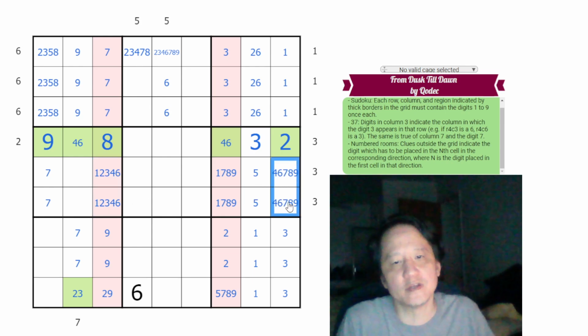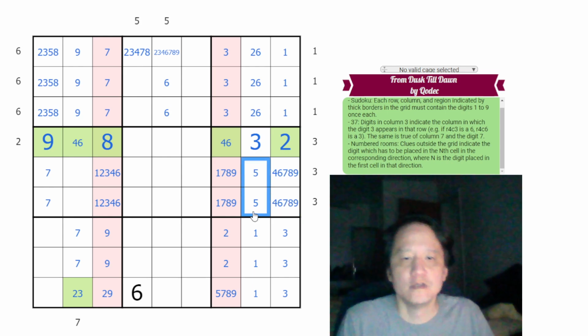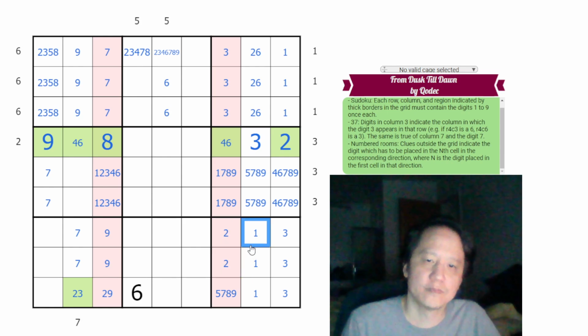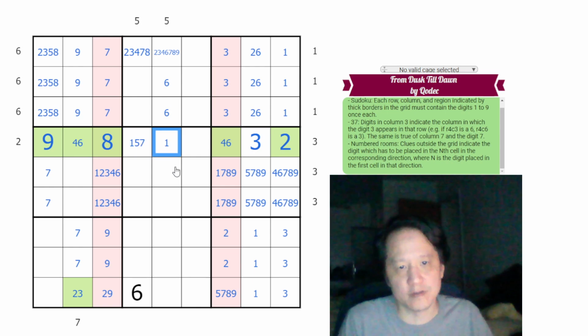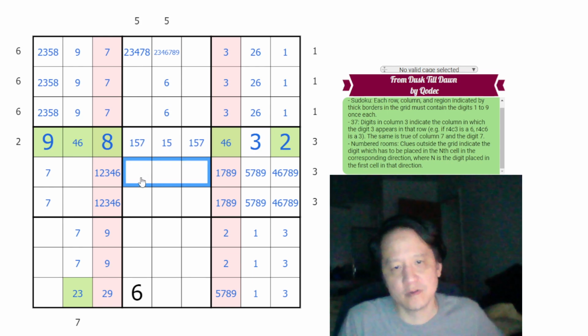So this is 7, 8, and 9 also. This is also 7, 8, and 9. This doesn't tell us very much. So that 3 is described by here and here. The 2 is described by here. The 7, so this is 1, 5, 7. This is 1, 5. This is 1, 5, 7.